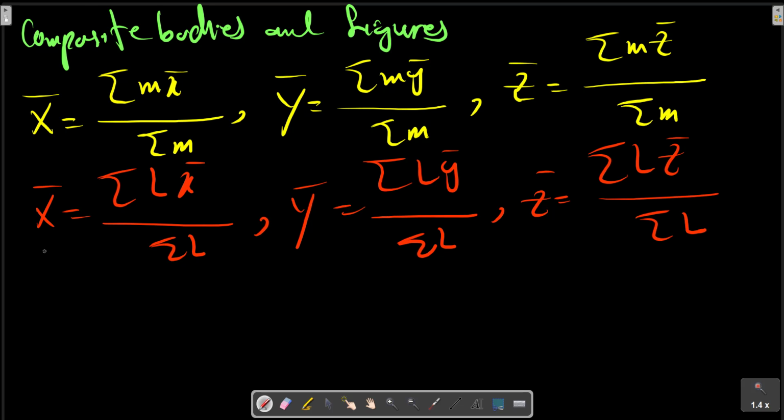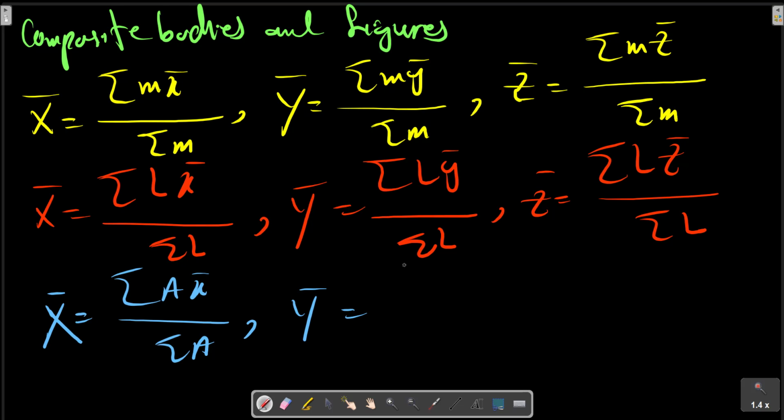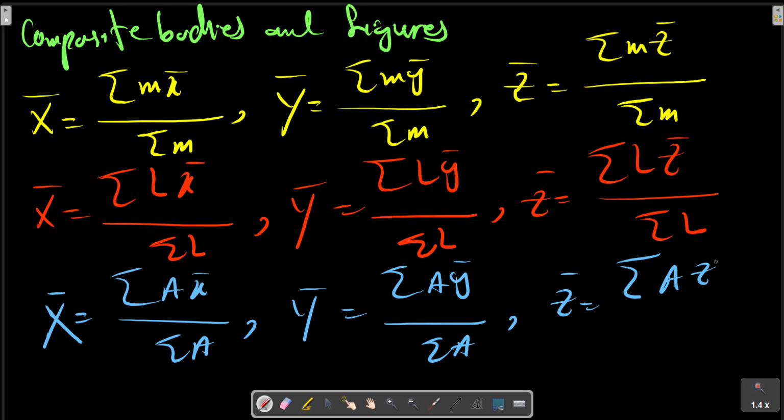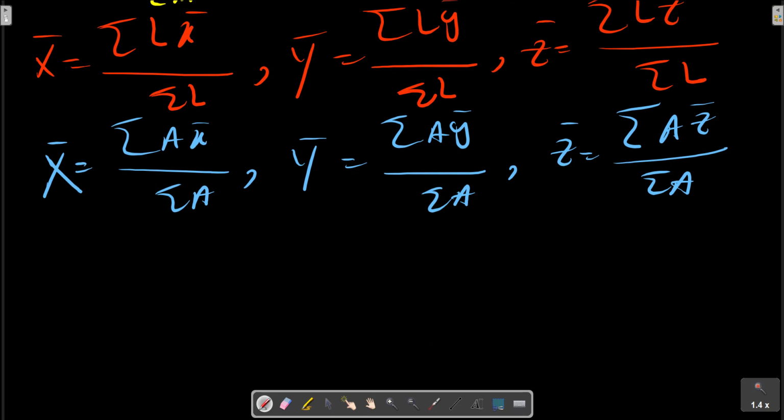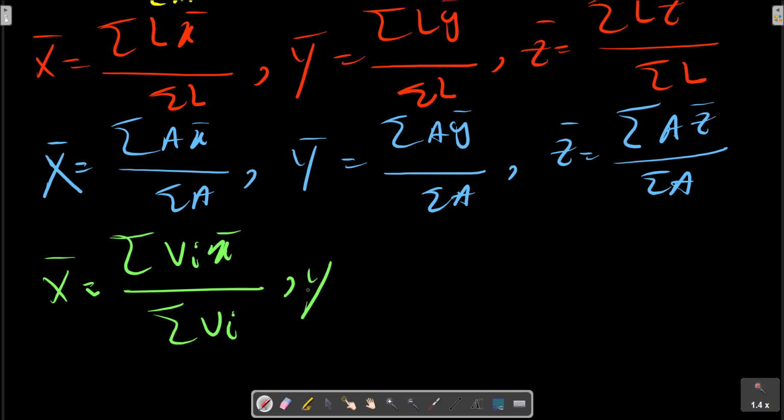For the two-dimensional case: x bar is sigma A x over sigma A, and likewise for y and z. In the volume case, we have this relation: x bar is sigma V x over sigma V, and likewise for y bar and z bar.